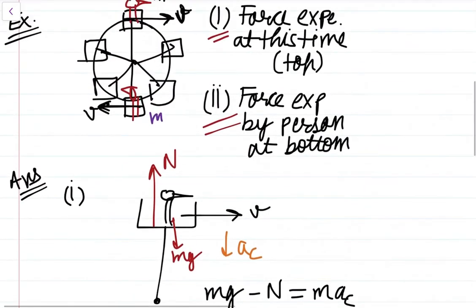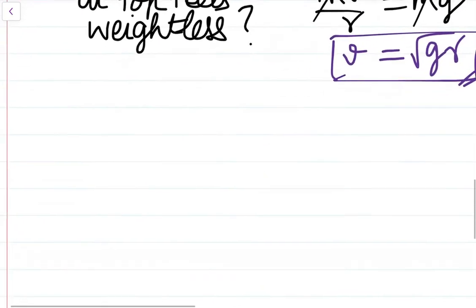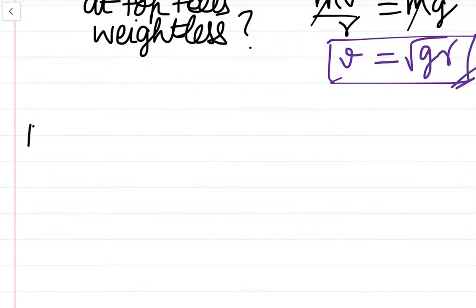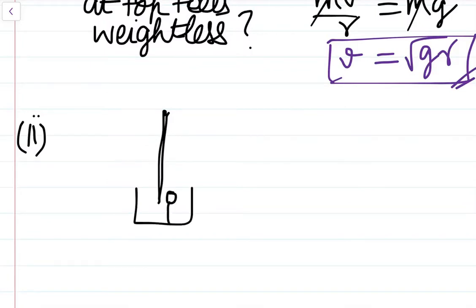Okay, so this was the first part of the question, and in the second part we are told to find the force experienced, or the normal reaction, of the person sitting at the bottom. So this is the center, let's assume, and the person is sitting like this in the cabin. He experiences a downward force mg due to gravity, and now the upward force will be in this direction, the normal reaction.